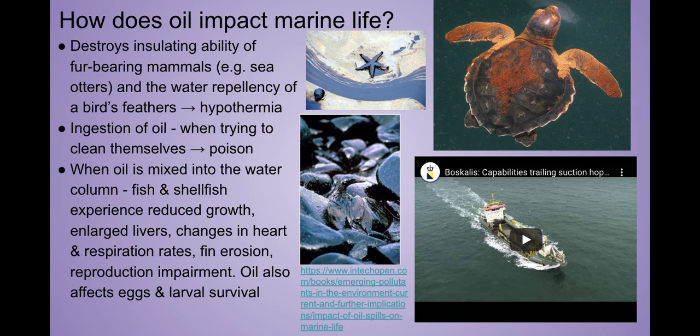Okay, so how does oil impact marine life? Well, in terms of animals, it's going to damage their external layer. It could be feathers in terms of birds, or it could be just their fur-bearing sections, like for sea otters, for example, right? And that will not allow that animal to be protected from water itself, right? So that water repellency that they naturally have is going to be affected.